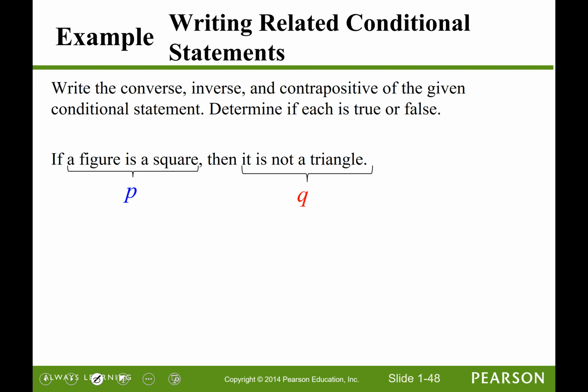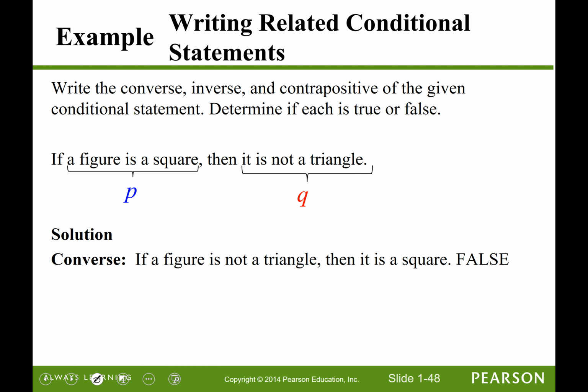Okay, writing related conditional statements. Let's practice with what we just learned on the last slide. Write the converse, inverse, and contrapositive of the given conditional statement. Determine if each is true or false. All right, here's our conditional statement. If a figure is a square, then it is not a triangle. To do the converse, we're going to switch P and Q. So if a figure is not a triangle, then it is a square. That is a false statement. A figure cannot be a triangle, but it could be a circle. That'd be a counterexample, circle.